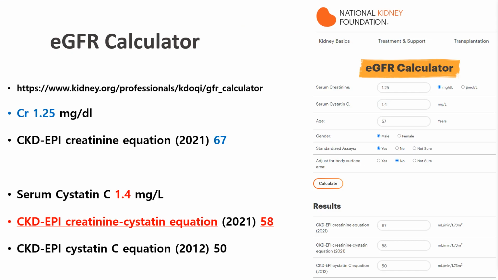For practical daily application, I recommend the KDOQI eGFR calculator. The GFR calculated using creatinine alone was 67, but the GFR calculated using the creatinine and cystatin equation was 58, indicating that the case patient had CKD.